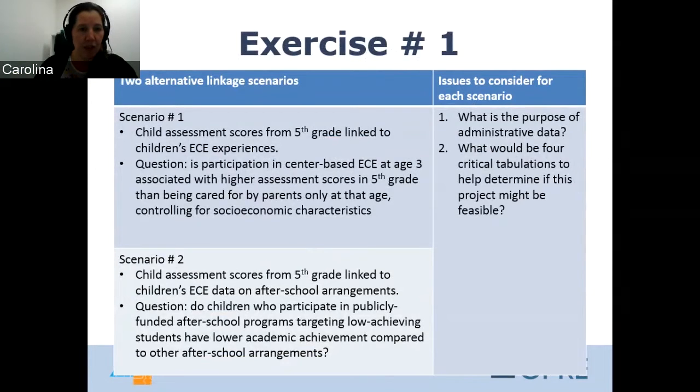Yeah, in a way, you have 3 different conditions going on in scenario 2. You need to have kids who attended an after-school program. It has to be a publicly funded program. And it has to be a type of program that targets low-achieving students. Correct. I don't know if anybody from the group wants to add anything else.